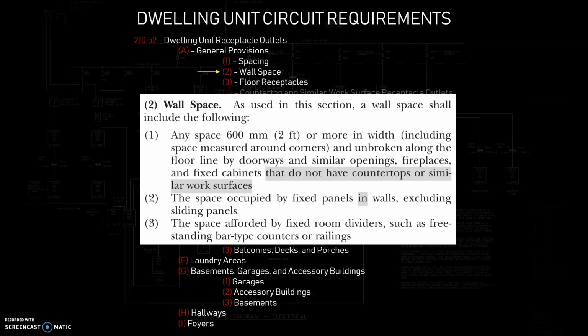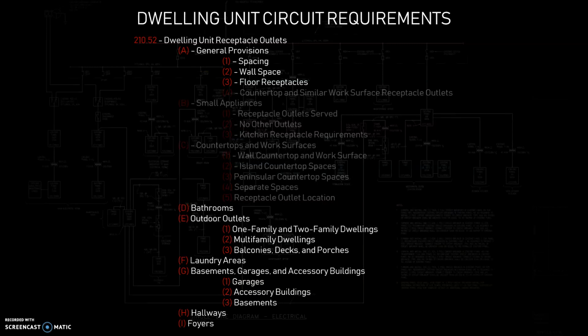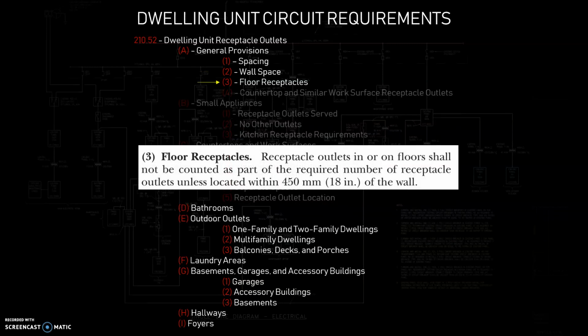And then lastly, the space afforded by fixed room dividers such as freestanding bar type counters or railings. Railings is a big one. If you have sort of a railing that overlooks down into like a staircase, that should be considered as wall space. So how do you solve that? Well, you might have to actually get into floor receptacles, which coincidentally is our next one here, number 3. If we want to count a floor receptacle as a part of these minimum required wall receptacles, it must be within 18 inches of the wall.